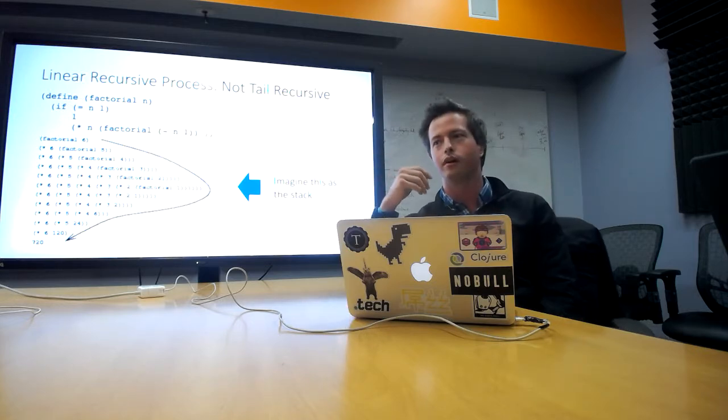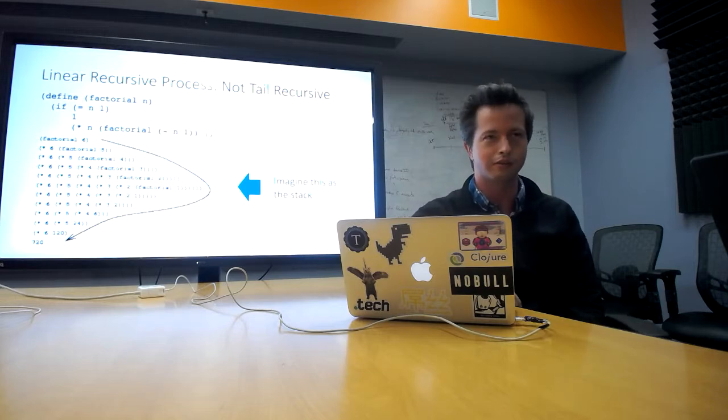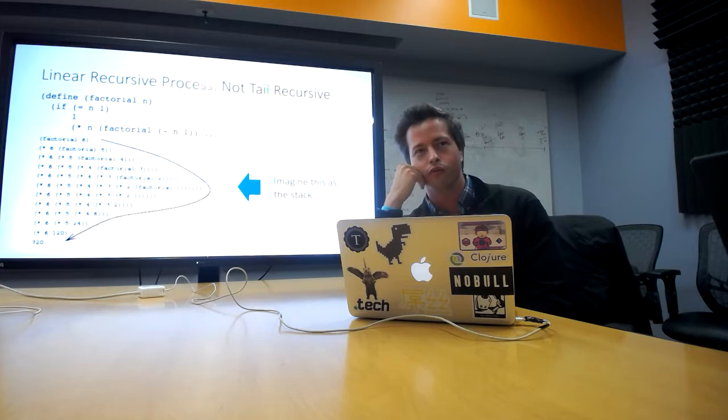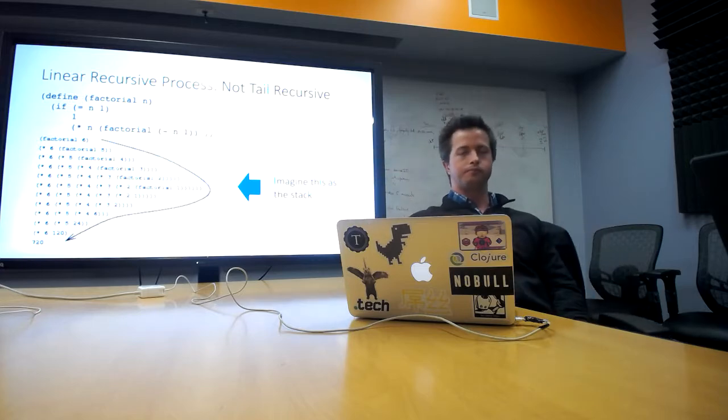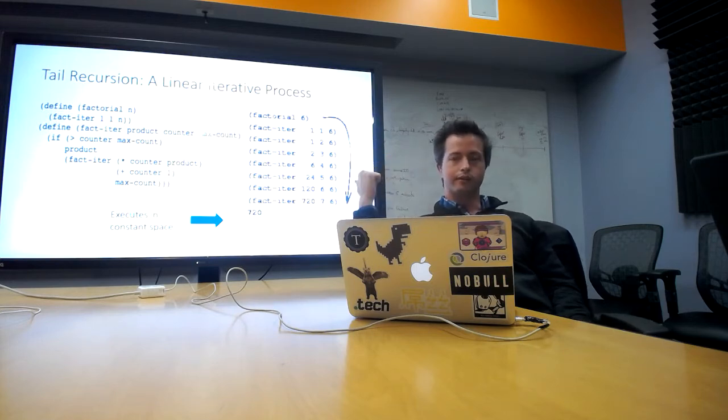It's not a big deal if you have like factorial of 6, but if you have factorial of like 700 million, then you're probably going to get a stack overflow. So that's no good. Tail recursion requires a linear iterative process.